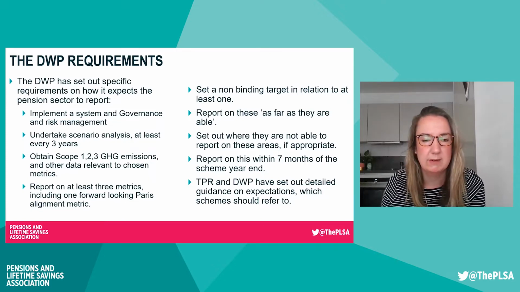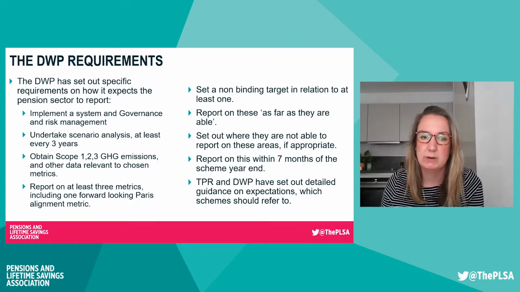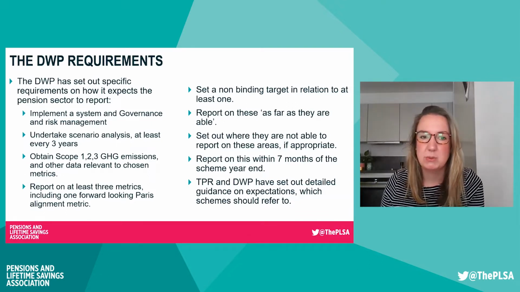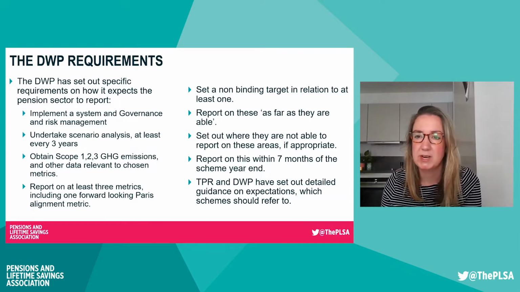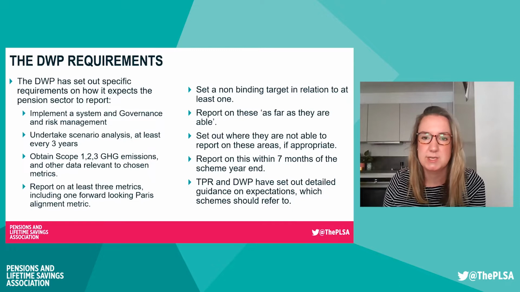They're requiring reporting on 3 metrics, and there's a new one this year. So if you've already done a report last year, you should be aware that there's a new forward-looking Paris alignment metric as well. It's required. They seek a sort of non-binding target. In relation to one of those metrics, they're asking trustees to set themselves a target, really just to generate some discussion and to prompt some thinking about how the scheme is progressing on these issues.